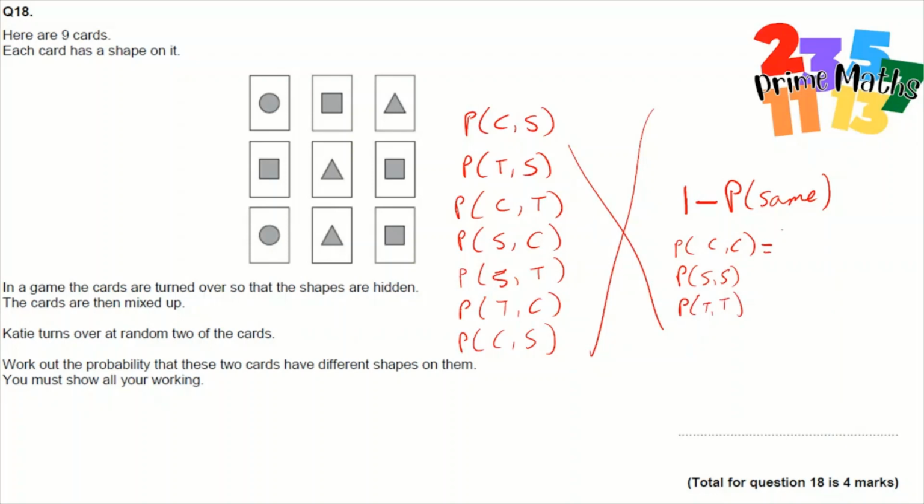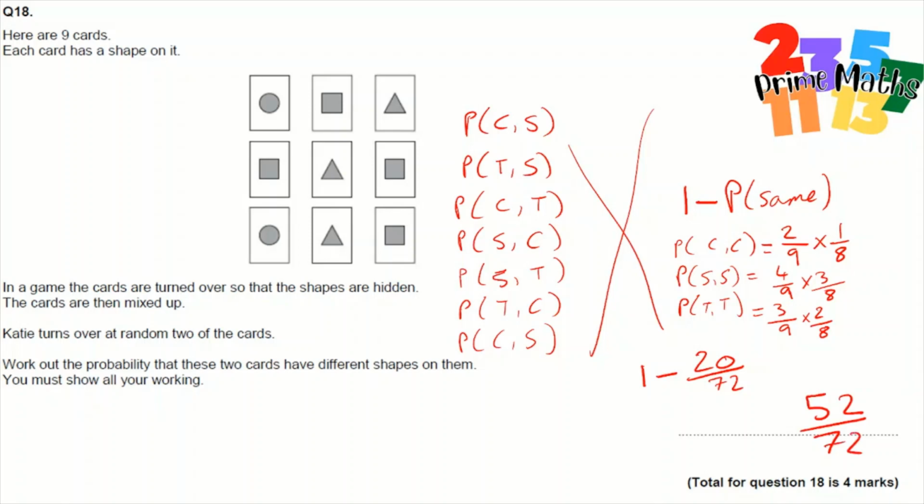In total there are 2 circles out of 9 cards, and if I take one out there'd be 1 out of 8. Probability of 2 square cards, there's 4 at the moment out of 9, and if I took one there would be 3 left out of 8. And similarly for the triangles, there's 3 out of 9, if I took one out it would be 2 out of 8. I'm going to multiply those fractions together and then add the solutions, and we should get an answer of 20 out of 72. Now this isn't the answer we're looking for, remember we're taking this away from 1, so we get 52 out of 72 as our final answer.